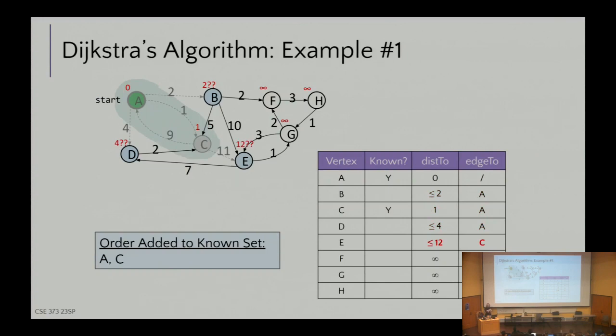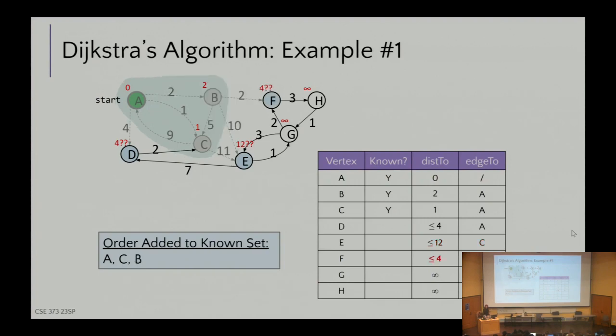And now we're going to look at all the outgoing edges from C, and we're going to ask ourselves, where else can we get to? And now we have seen a new vertex, E, and we get the distance of E to be the distance to C, which was 1, plus the weight of that edge, which is 11, so we get 12. Now we have choices. Again, what is the next closest unknown vertex? Our choices are B, D, or E. Where are we going to go? 2, 4, or 12?